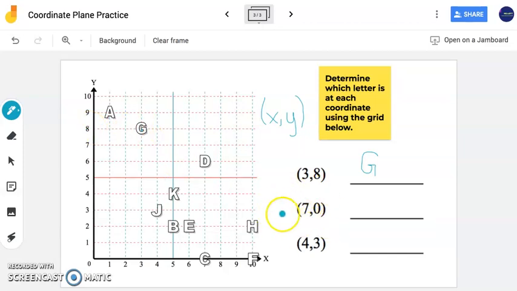My next coordinate I have is (7, 0). Just like we did before, I always start at my origin. I'm going to move to the right 7 spaces, and I can also find 7 along my x-axis, which is right here. And I notice my y value is 0 again. When your y value is 0, that means that point is remaining along the x-axis. It is not going up any units because there is no y value. That y value is represented with the number 0. Therefore, the point here to represent (7, 0) would be letter C.